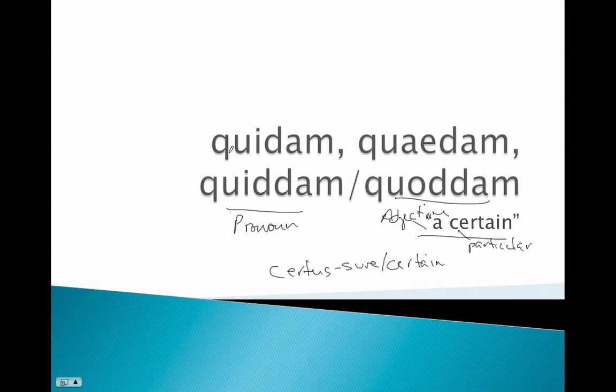And the basic rule that you're going to follow here, and you probably noticed this already, is that you have the suffix dam plus the relative pronoun. The only time you're not going to have the relative pronoun is in the neuter, nominative, and accusative singular, where you have quid for the pronoun and quod, which is the relative pronoun, for the adjective.